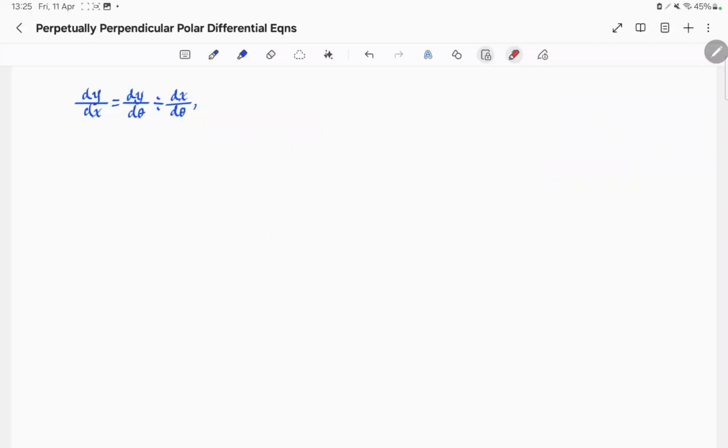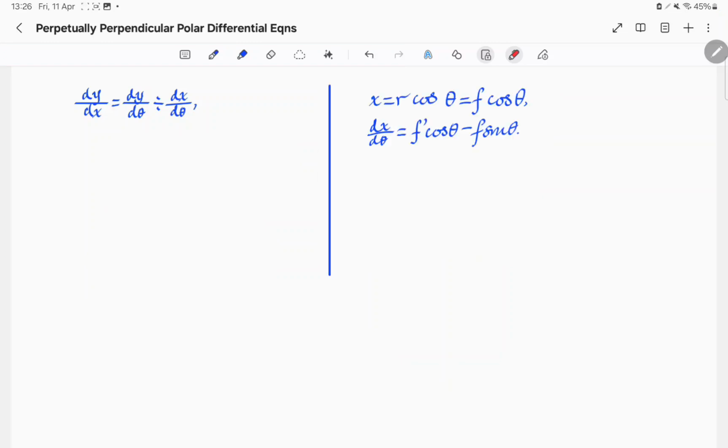Let's get started. Firstly, we'll write dy by dx as dy by d theta divided by dx by d theta by the chain rule. Here on the right, we'll write x is equal to r cosine theta, which is equal to f cosine theta, where f is the shorthand notation for f of theta. We therefore have dx by d theta is equal to f prime cosine theta, take f sine theta. Similarly, we write y is equal to f sine theta, and therefore dy by d theta is equal to f prime sine theta plus f cosine theta.